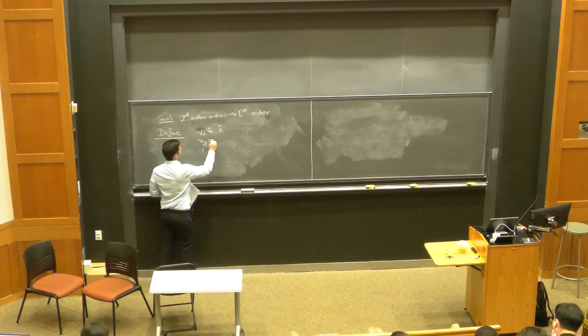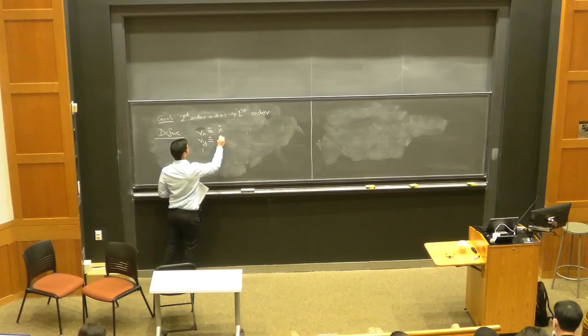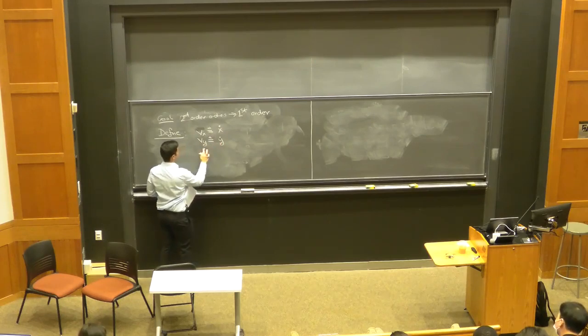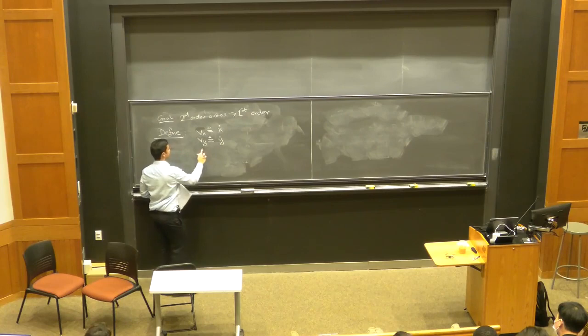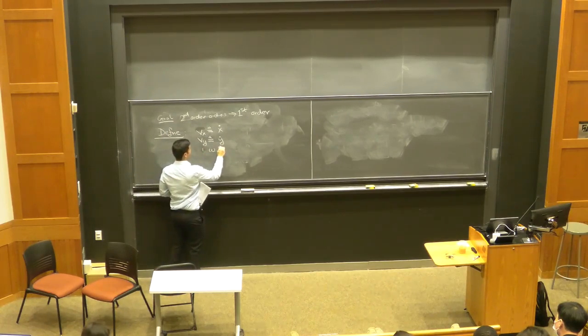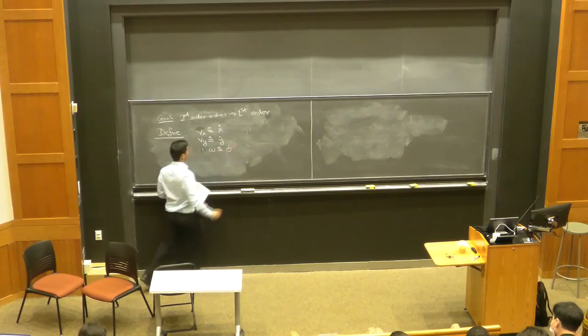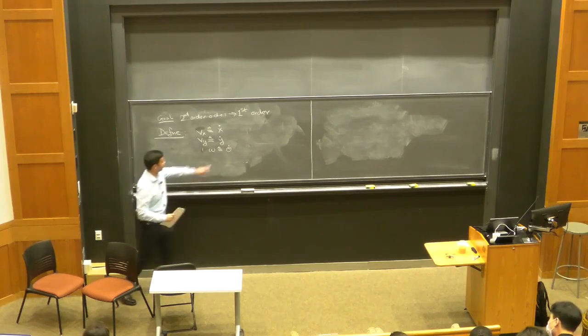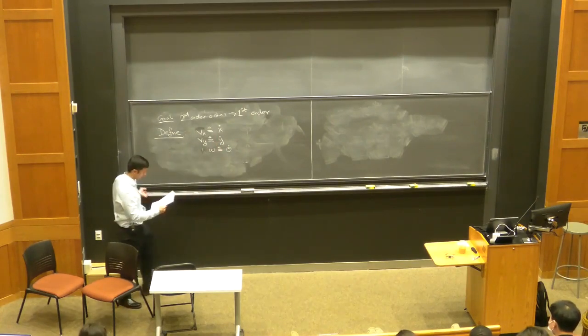Vy is going to be defined as y dot. Sorry, this is just on the board, I can't actually erase this. And omega is going to be defined as theta dot. So that's the time derivative of the orientation.